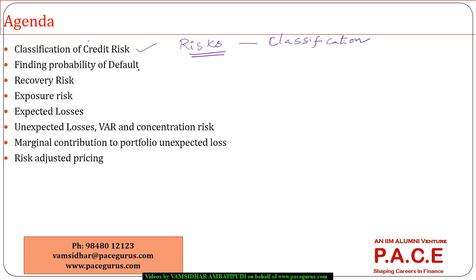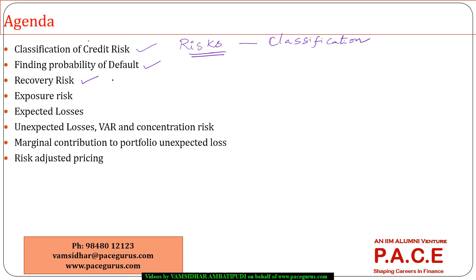Whenever we use the word credit risk, the first thing that should come to our mind is the probability of default. So, we need to have different mechanisms to understand what is meant by probability of default. How do we really compute the probability of default? So, we'll spend some time understanding that aspect.